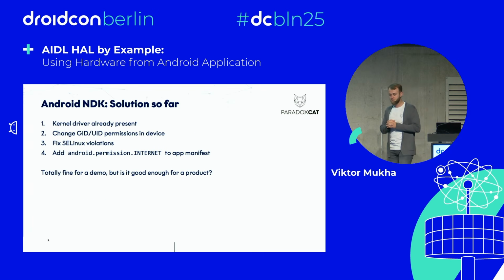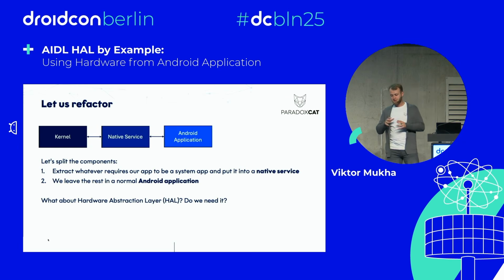Let's recap. We have been using the Android SDK in the application. We have the kernel driver already, so that wasn't the problem for us. We had to change something in the device with the permissions. We had to fix the SELinux violations and add something to the app manifest. This is totally fine for a demo. More than fine, it's a perfectly working example. You can make your app a system app. Everything's great. Is it good enough for a product?